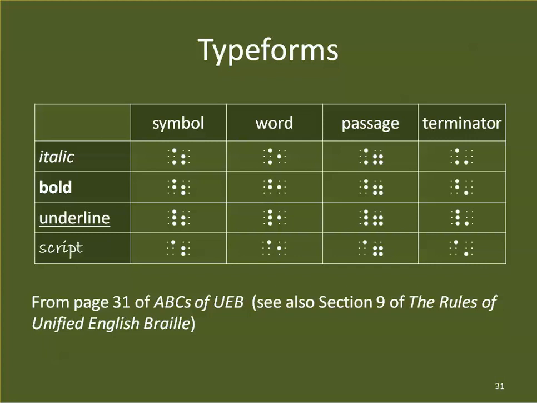And then going down, if we have a symbol, we always use the same root for a symbol. The prefix is going to tell you what's happening with that symbol, whether it's italic, bold, underline, or script. The same thing for word, the passage, or of course the termination indicators.